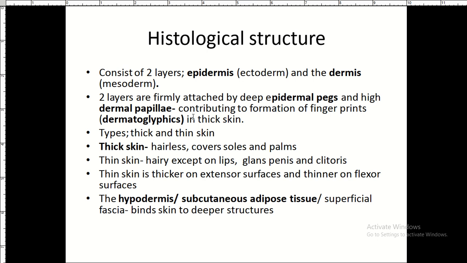So below the dermis, we have what we call the hypodermis, or subcutaneous tissue, or superficial fascia. It binds the skin to the deeper structures so that it can slide. It is not a true part of the integumentary system. So when we talk of the integumentary system, we are talking of the epidermis and the dermis, not the hypodermis.